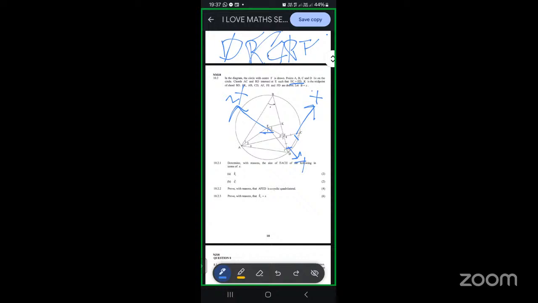Yes, sir. What's the reason behind that statement? Converse angles in the same segment. Sorry? Converse angles in the same segment. Angles in the same segment? Which segment, maybe, if I ask? Maybe I didn't see that segment.